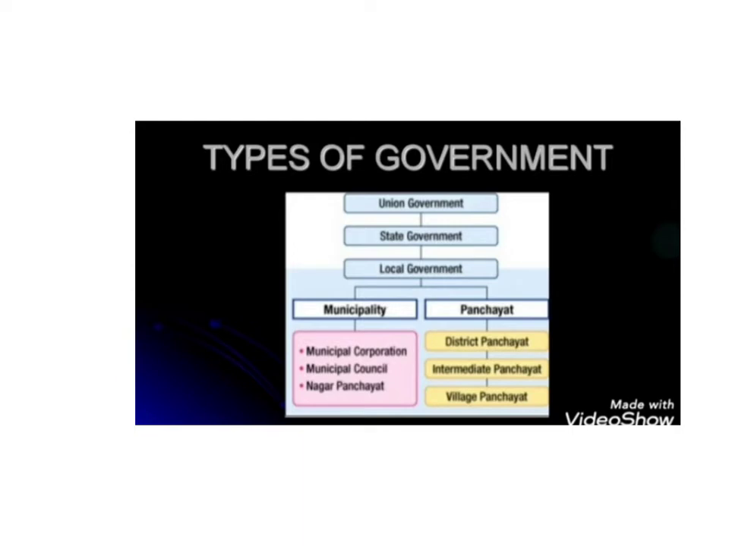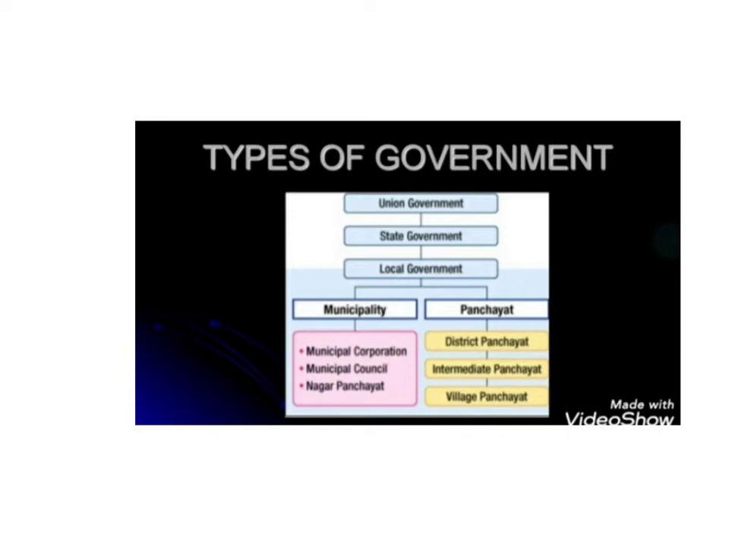You can see this slide above is written types of government. India is a federal country. India has a federal form of government. That means we have decentralization of power, or we can say division of power. We have the union government, we have the state government, we have the local government.